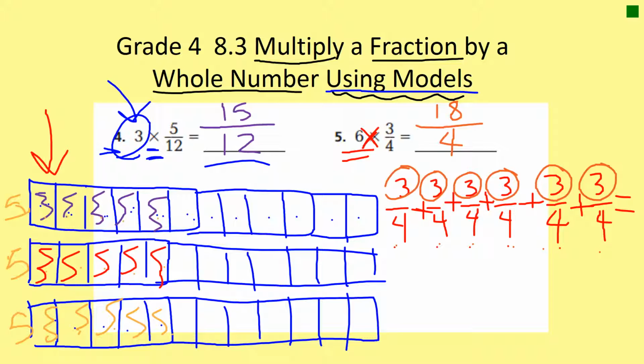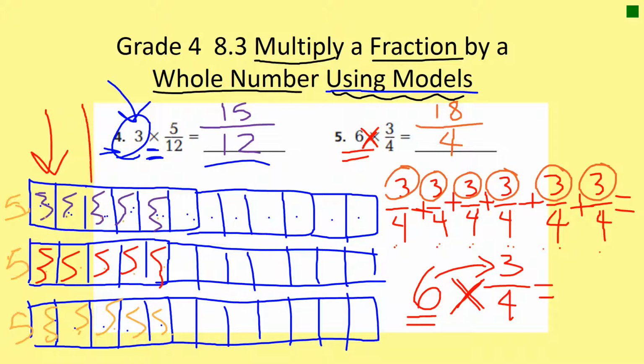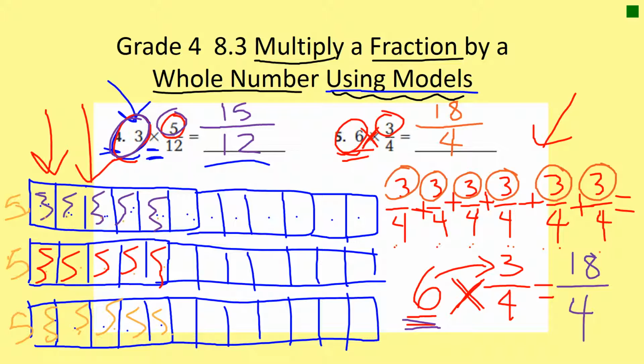Now I bet in class, you talked about the fact that you could say, okay, I have 6 sets of 3, because in both of these models, we did the whole number set of the numerator, didn't we? 3 sets of 5. 6 sets of 3. 6 times 3, that's 18/4. All right?